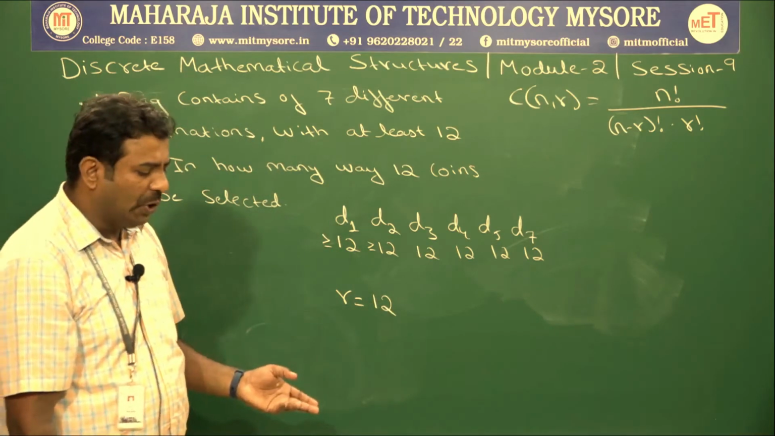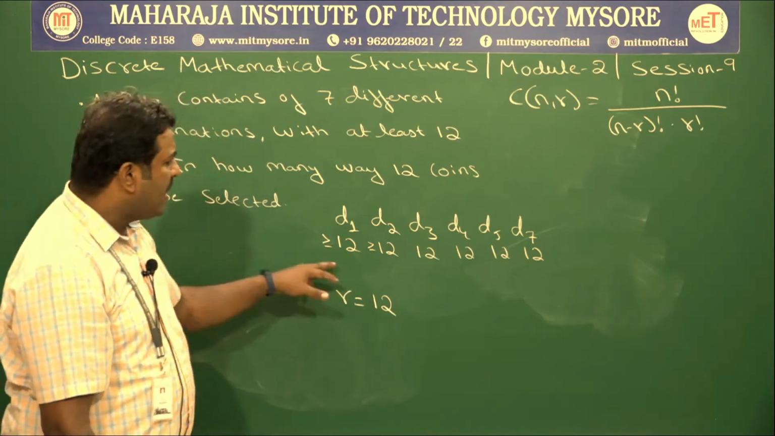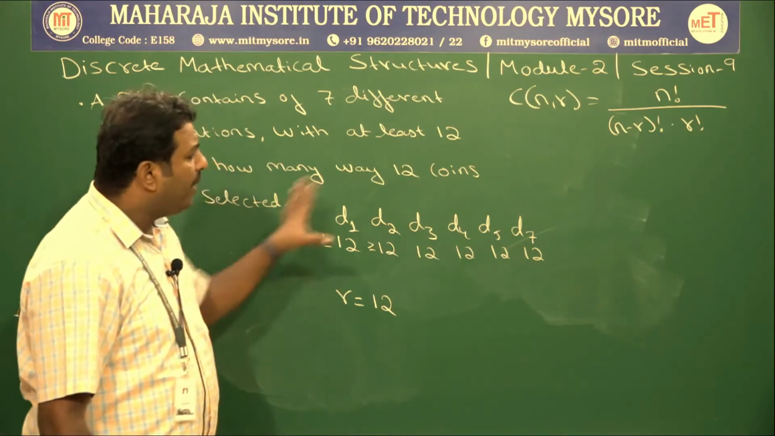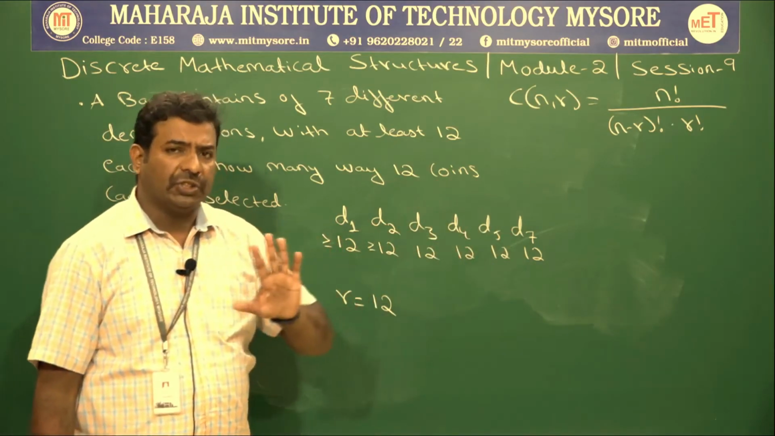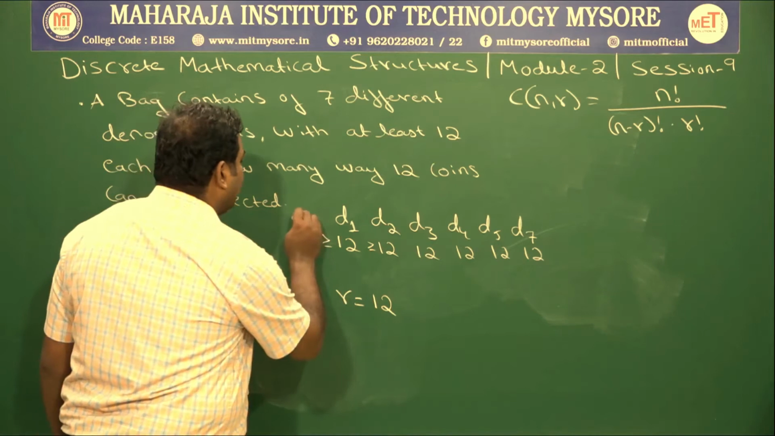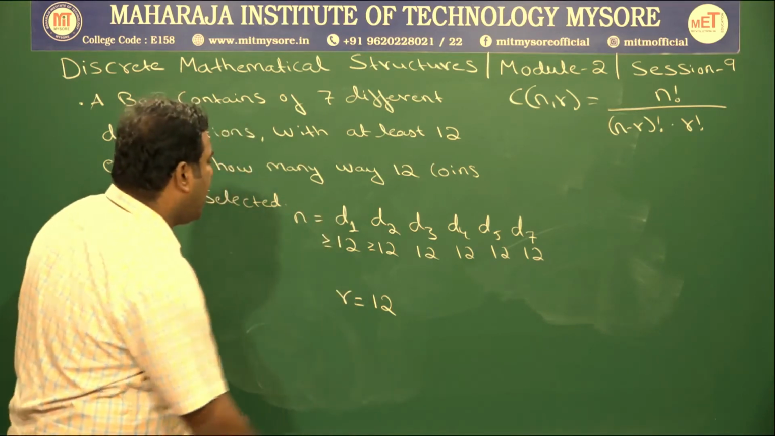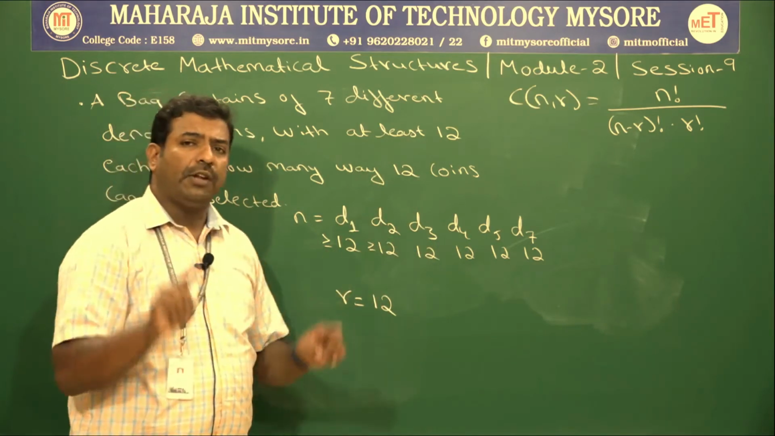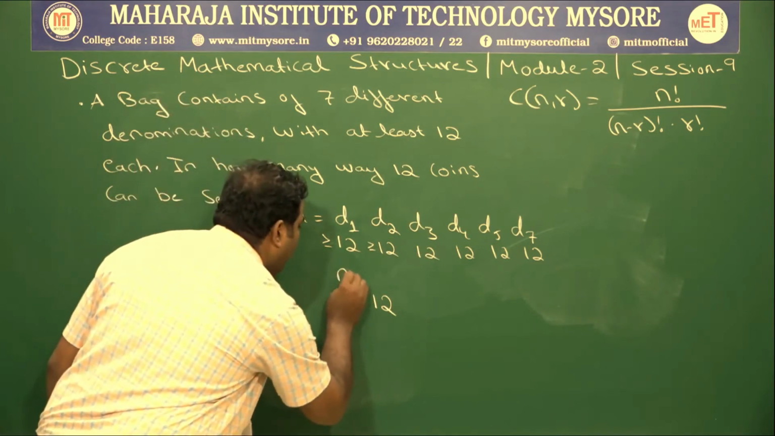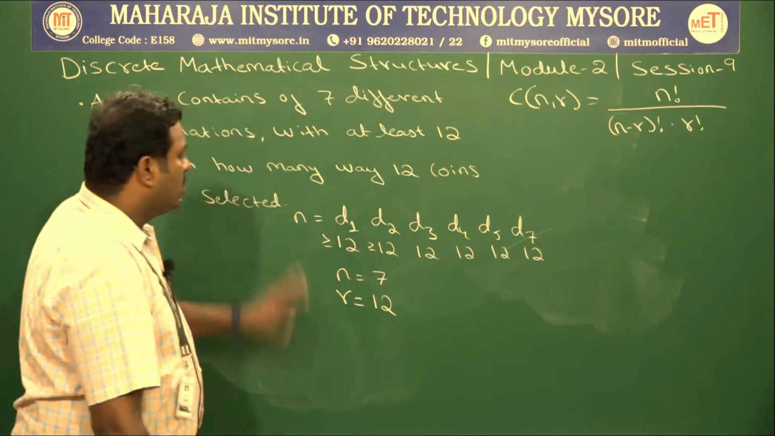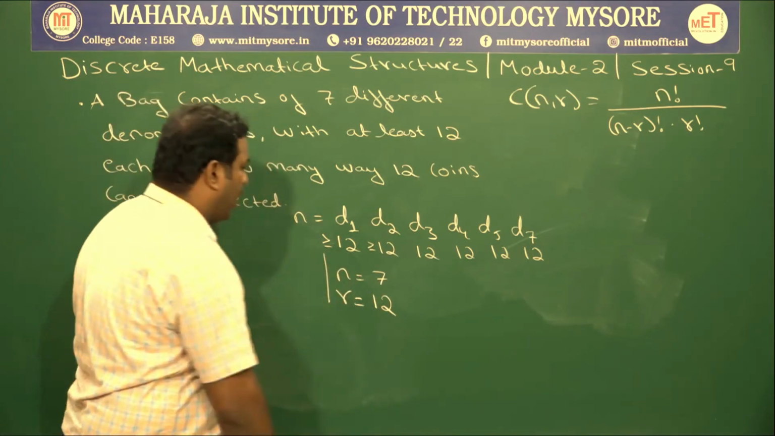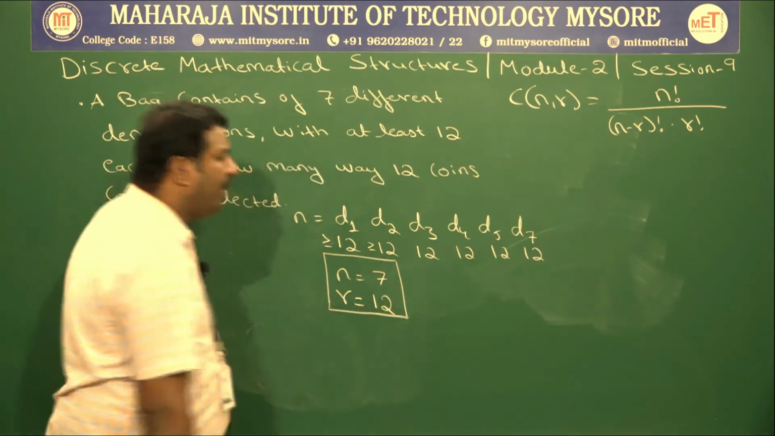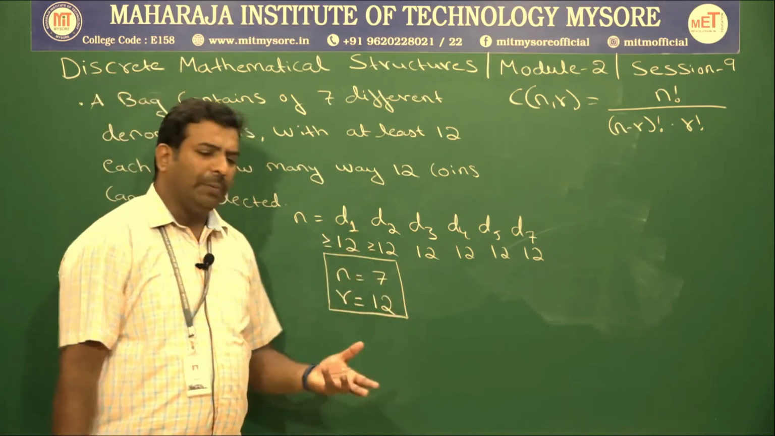So now what is N going to be? Because I don't have a clear picture of the exact number of coins there, but I know how many denominations are there, I am going to say this is going to be N. That is, the N value is going to be 7 because of 7 different denominations. So now I know the values of N and R, but should I use a combination here? Should I use a permutation here? Because this is a denomination.